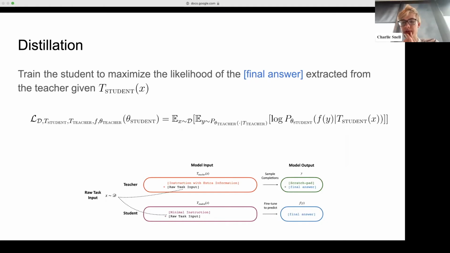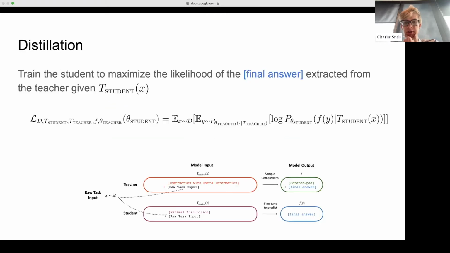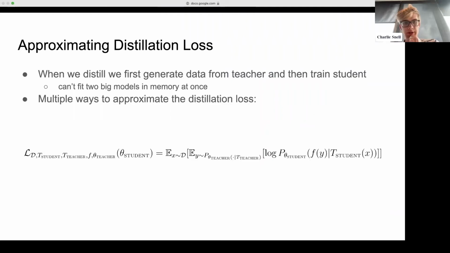Yeah. Okay. Do you have a question about that? Because I do have this on the next slide. Oh, it's on the next slide. Okay. Yeah. So it is correct that we have this loss, but we need a way to actually approximate it.